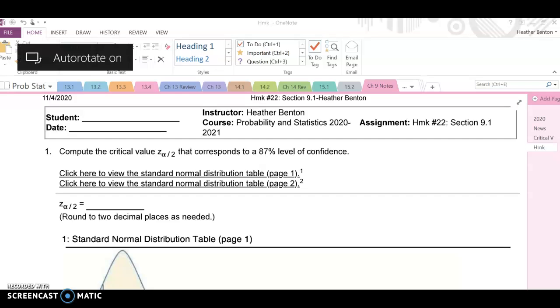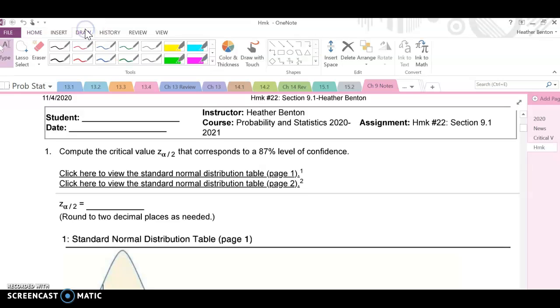Okay, so this is chapter 9 homework, problem number 1. It says compute the critical z sub alpha over 2 value, the critical number that corresponds to an 87% level of confidence. So to do this, you're going to go to your inverse norm, and your percentage in this case is your 0.87. Your mean and standard deviation are going to be the 0 and 1, as if it was a standard normal curve.